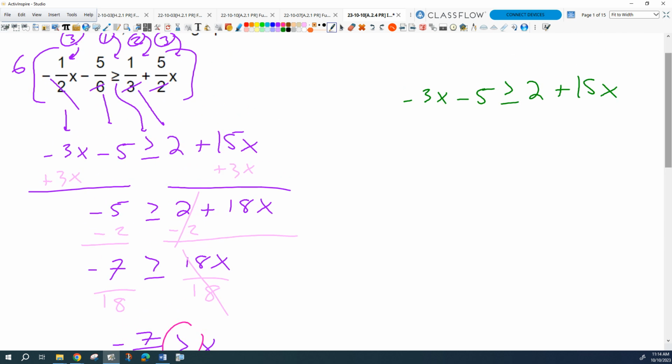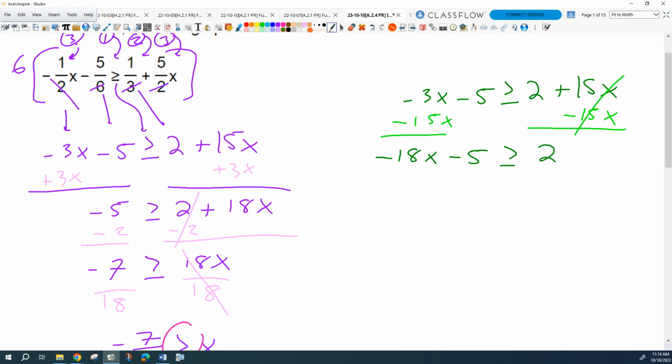Okay, so what would our other option then be? How could we get the variable on the left to start with? Let's just show we get the same thing. What would I do if I take the same inequality that we just solved? I'm just going to move the x's to the left side. So I'll just subtract 15x from both sides. That's going to give me negative 18x minus 5 is greater than or equal to 2.